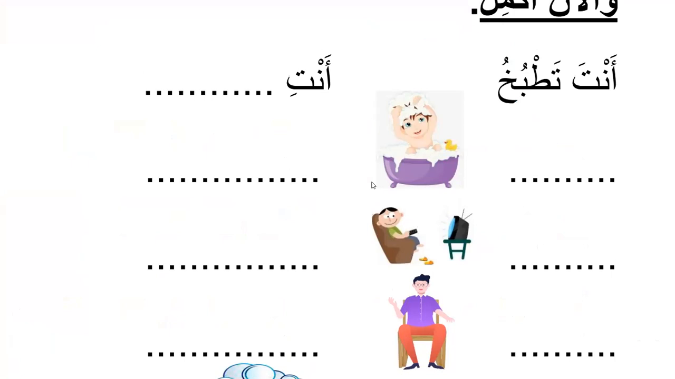Anta tadbukhu. You need to make it feminine. Anta tadbukhu means you are cooking, which is for male. Now say the same thing to a female. Anti tadbukhina. Good.